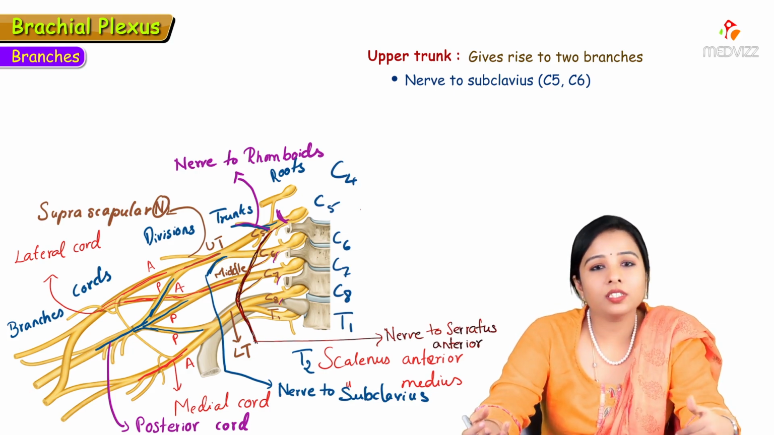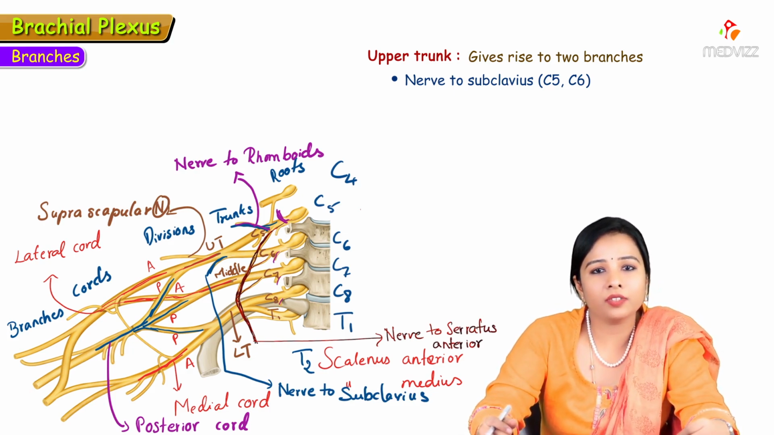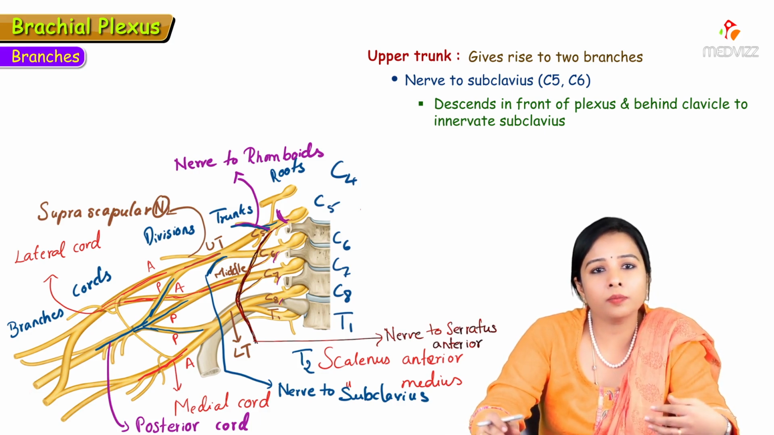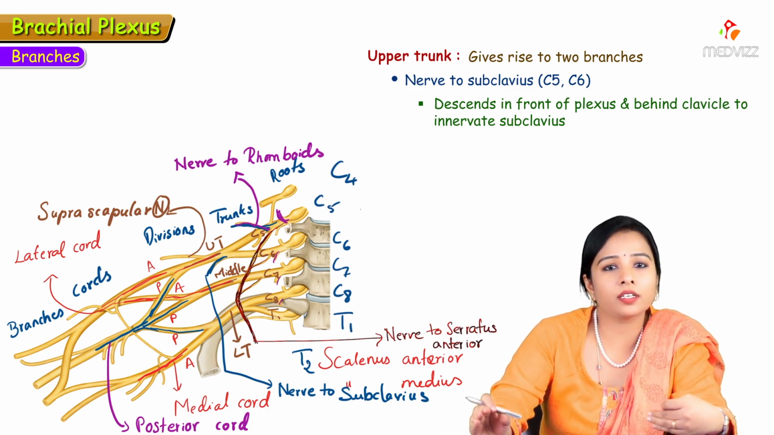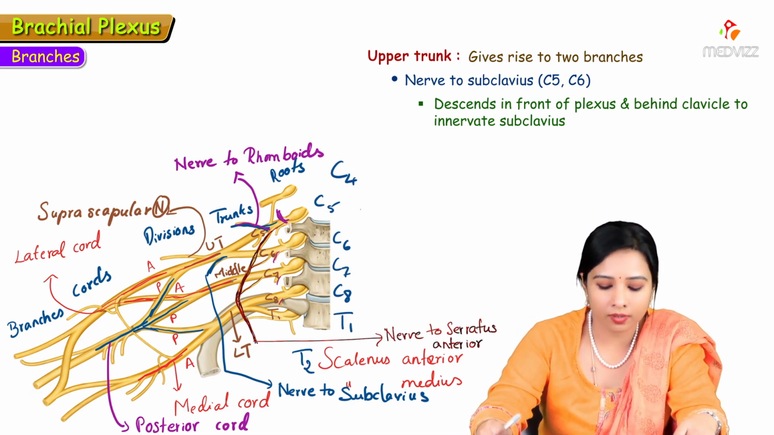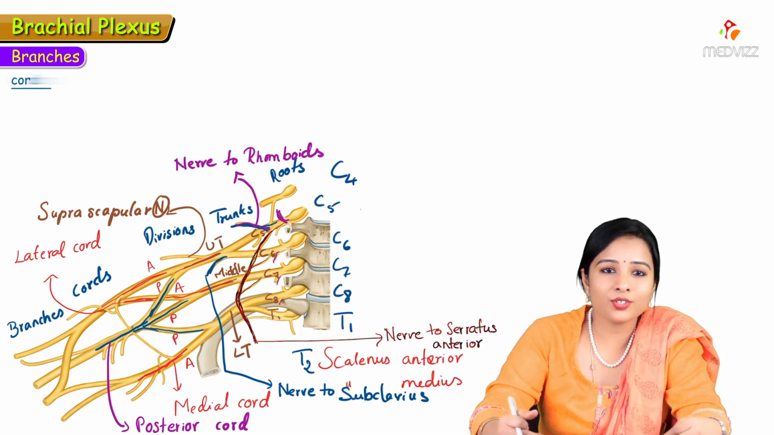So as the name says, it innervates the subclavius muscle. It too descends in front of the plexus and behind the clavicle. It runs behind the clavicle to innervate the subclavius muscle which is present below the clavicle. And let's see the branches of cords.